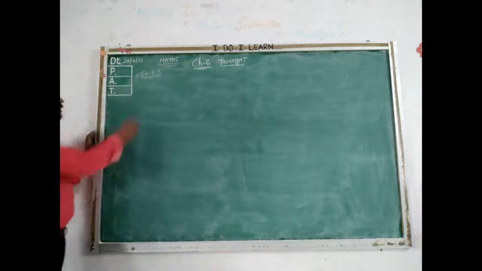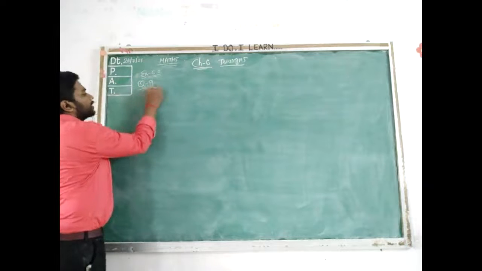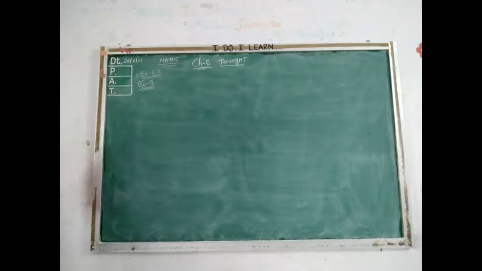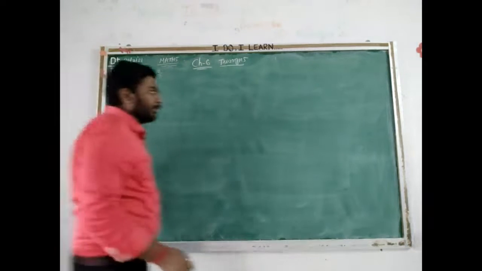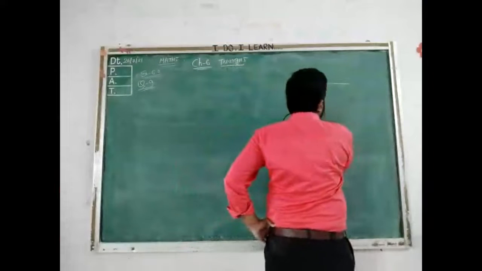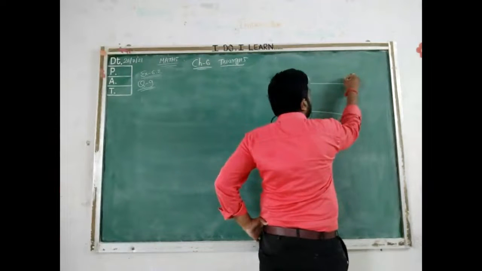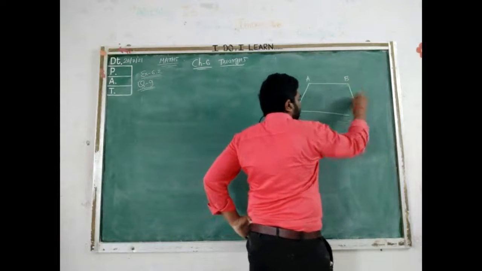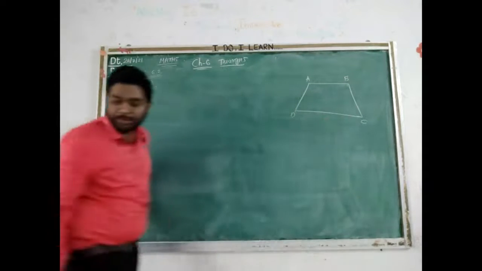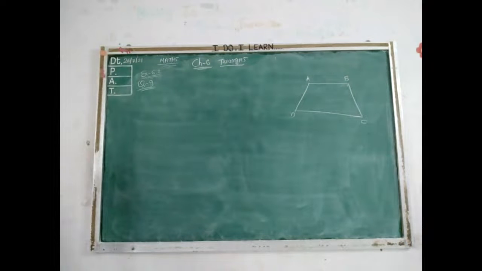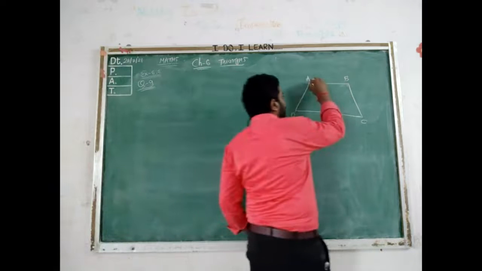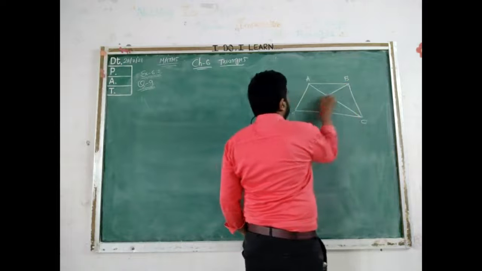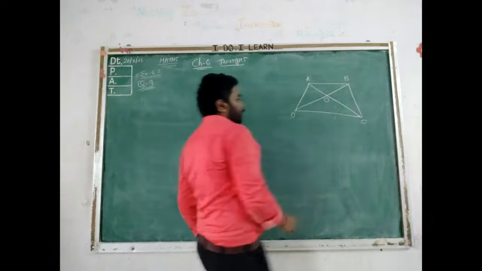In question number 9, it says ABCD is a trapezium in which AB is parallel to DC. This is A, B, here C, and here D. Its diagonals AC and BD intersect each other at point O.